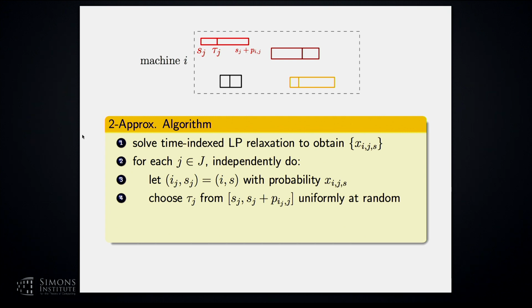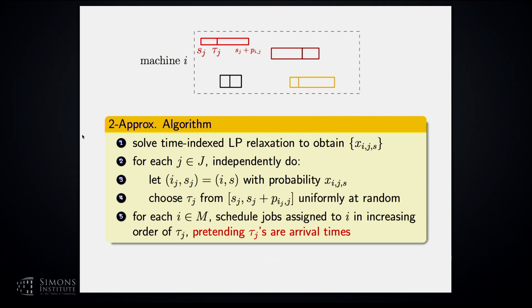After I select ij, sj, and tau j, I can just schedule the jobs machine by machine. For each machine I, I will schedule all jobs with ij equals I on this machine. The schedule is as follows. I just pretend this tau j is j's arrival time, and then I do greedy scheduling in this order. When a job comes, I will schedule it as early as possible. That means this job j either starts at time tau j or starts when the previous job completes. For example, here I schedule the red job, tau j is here. The black job, tau j is here, so I schedule it immediately after the red job completes. And the orange job, I schedule it here. And this job, I schedule it here. So this is a greedy schedule.